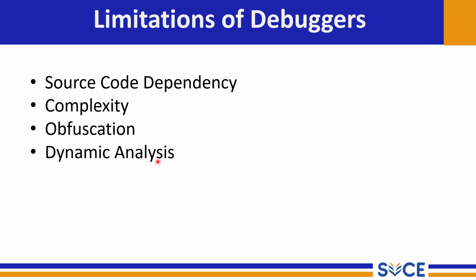Debuggers primarily focus on dynamic analysis, which means they can only identify the errors that occur during the program execution. And static analysis tools are needed to identify the errors that may not be triggered during the testing. Okay, so these are the limitations of debuggers.